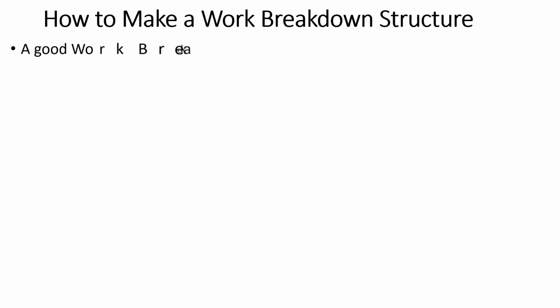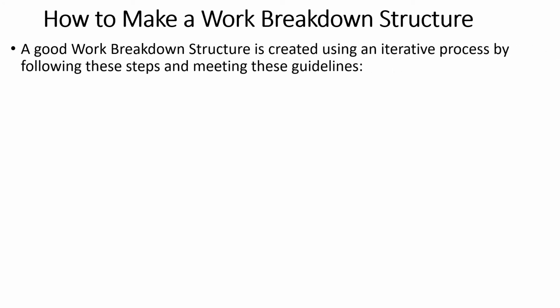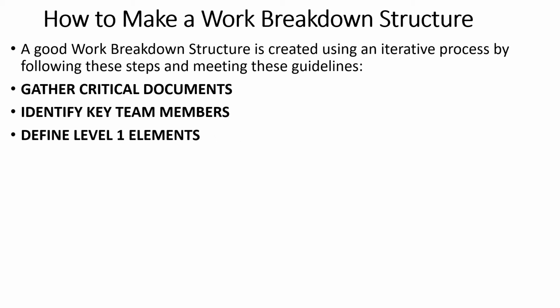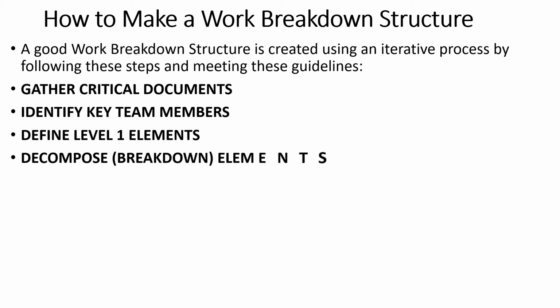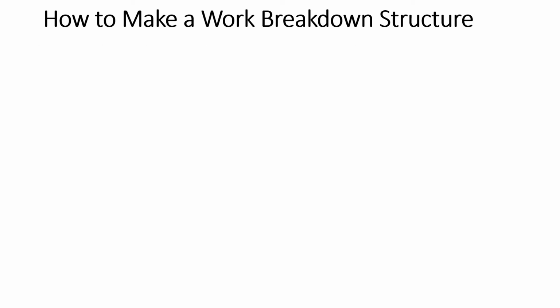So in order to make a WBS, we have to create an iterative process by following certain steps. One is gather the critical documents which are required for the project, right from execution to culmination to handing over. Then we need to identify the key team members. Then level one elements are identified. Then breakdown elements are identified. And then WBS reflection is created. Gantt chart is one of the ultimate objectives of WBS.